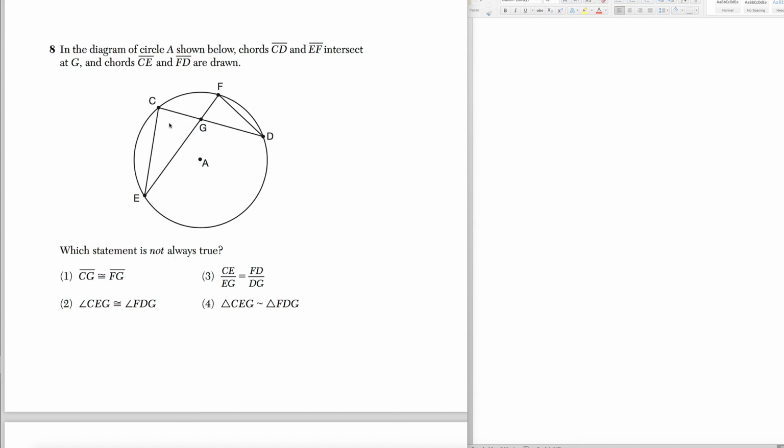What else are they asking you about? The CG angles are vertical. So I wouldn't even do this question, but which angles are the ones? It's this angle and this angle. Right. And then it's this angle and this angle.